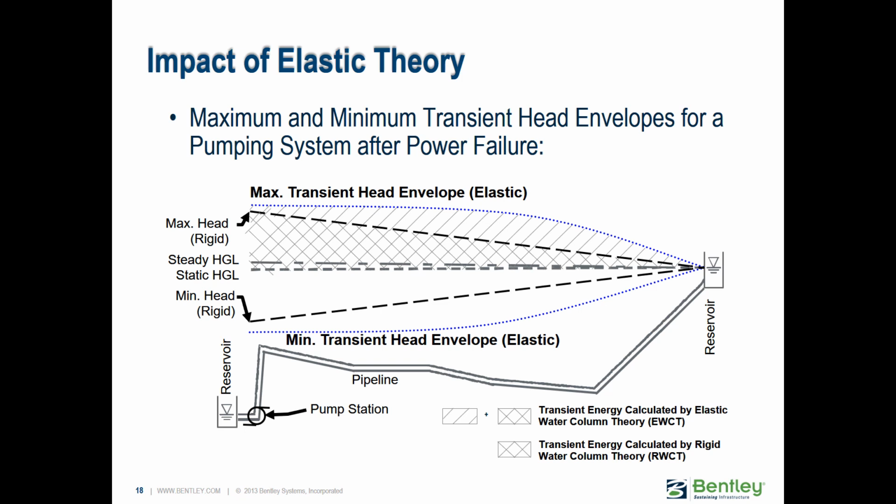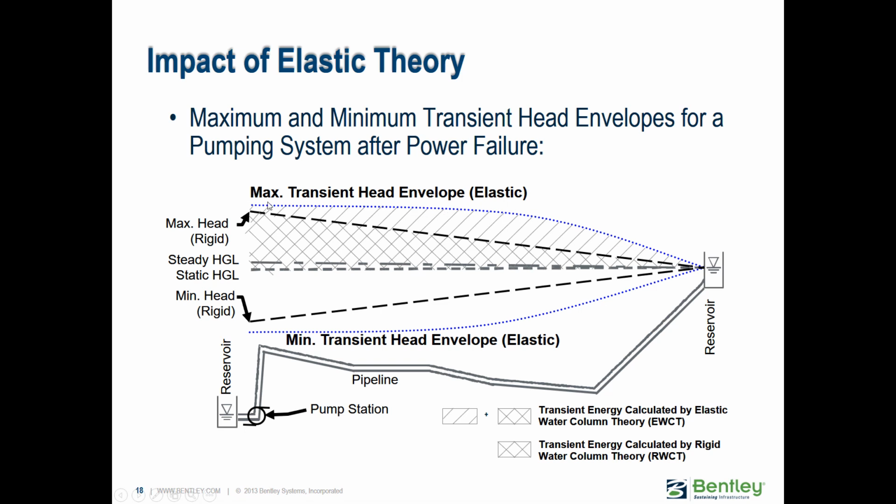So here we have a little example profile where the dark dashed line here, if you can see my cursor, is the theoretical maximum head. This is a pump shutdown event. So this dark dashed line is the theoretical maximum head if we solve the rigid column theory, whereas the blue line here is the maximum transient head if we solve the elastic theory.